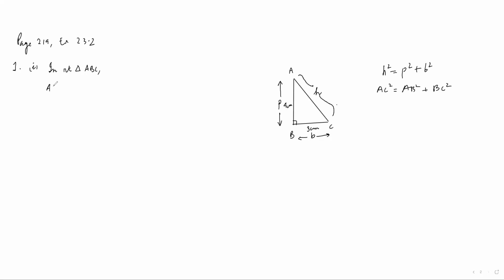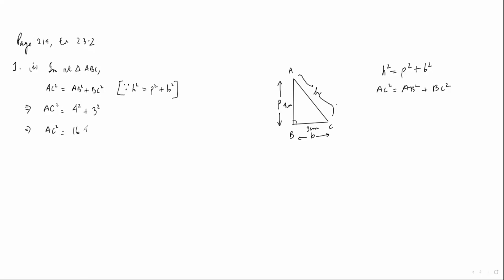AC square equals AB square plus BC square. Since this is the formula, AC square equals AB square, which is 4 square, plus BC square, which is 3 square. 4 square is 16 and 3 square is 9. So AC square equals 25.